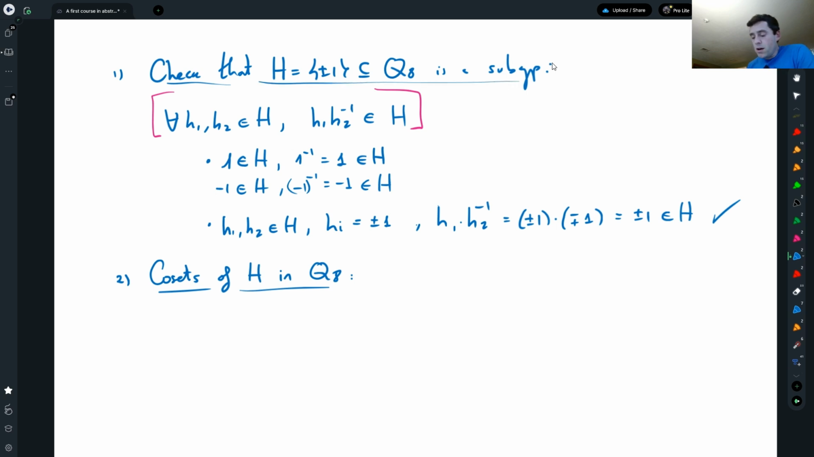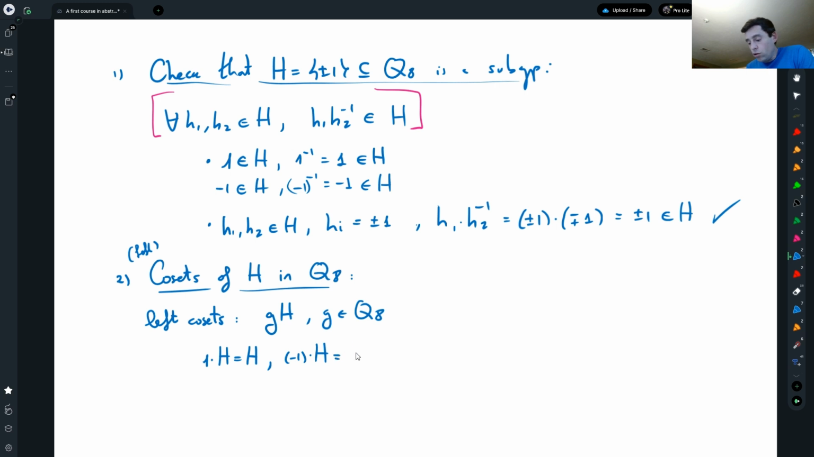How do I check what are the cosets of H in Q8? Remember that a coset, let's do left cosets for now, will be gH for some g in Q8. So I have the coset that gives me the identity. So with the identity, 1 times H, that is just H. And then if I have minus 1 times H, that is also H. Remember, if g is in H, gH is itself the coset H.